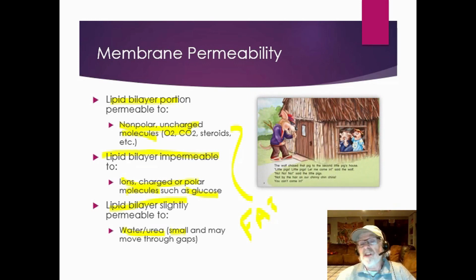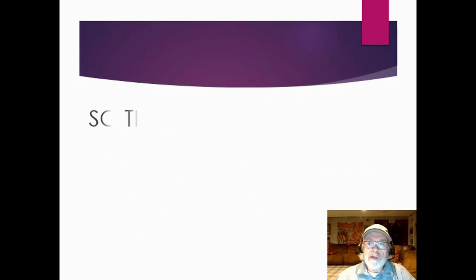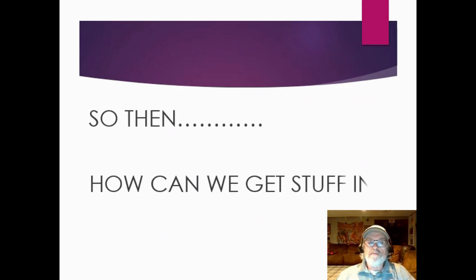But it's like customs, okay? Or the three little pigs: no, you can't come in, not by the hair on our chin, you can't come in. So that's sort of like some things are not going to be able to get in the cell. Okay. So then, how can we get stuff in?